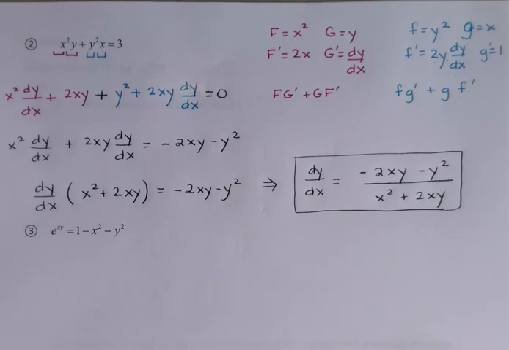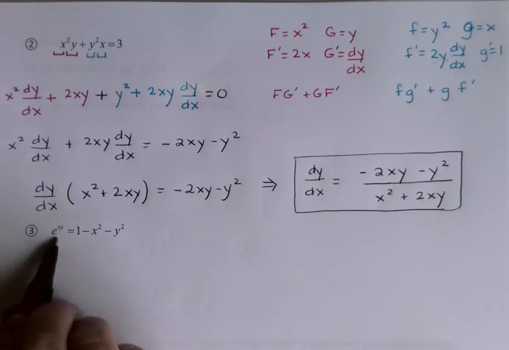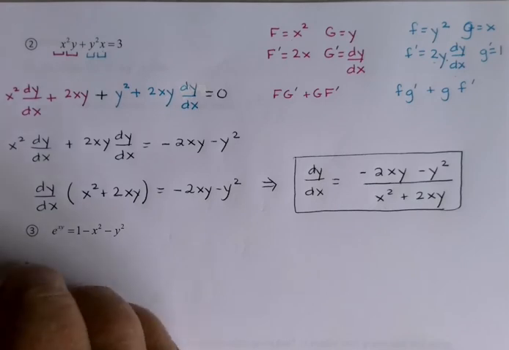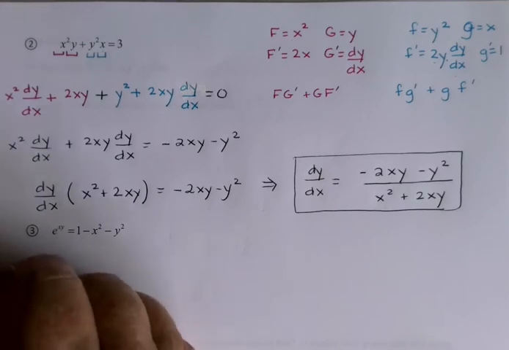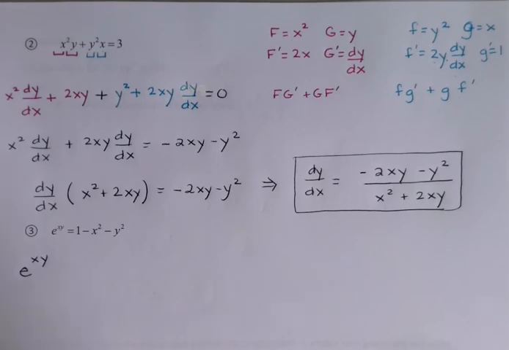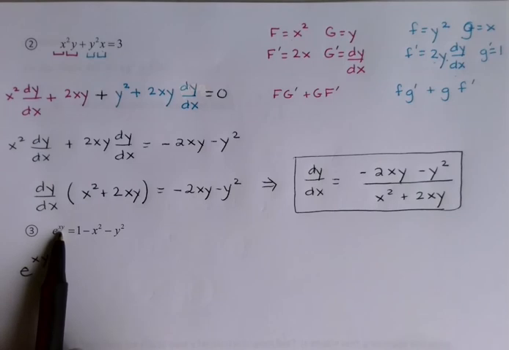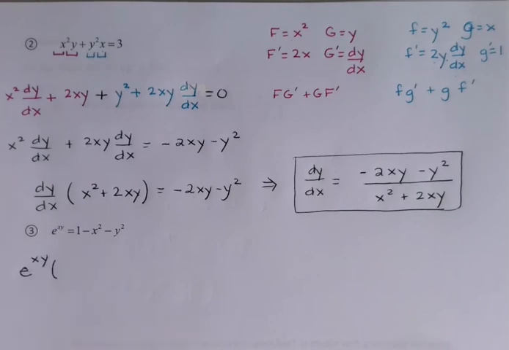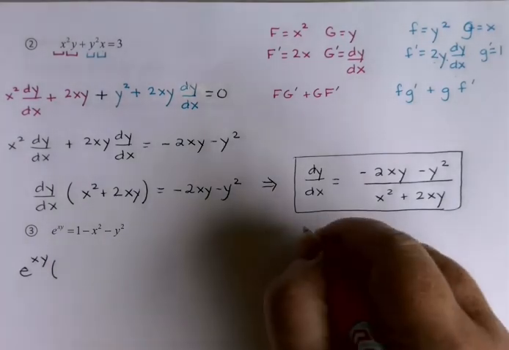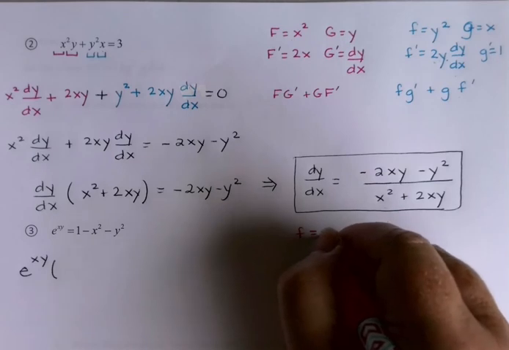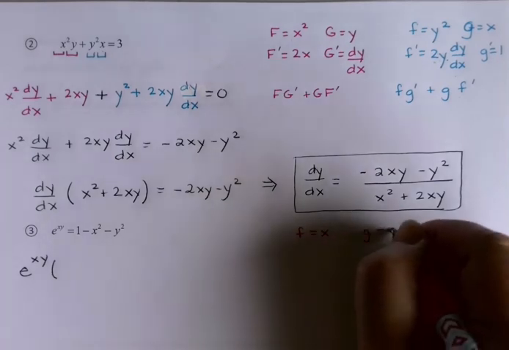In number 3, I've got e to the xy equals 1 minus x squared minus y squared. So first of all, taking the derivative on the left, the derivative of an exponential function is itself. So first I'm just going to get e to the xy. But then chain rule. I have to multiply by the derivative of xy. I know it's really annoying, but there's a product rule again, right? X times y. So in this case, f would just be x, and g is just y.